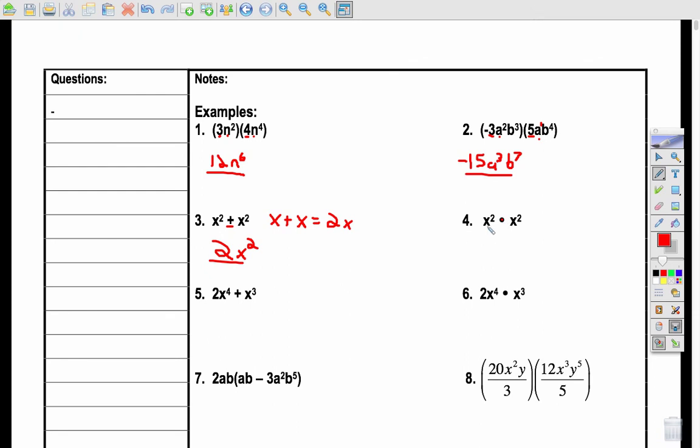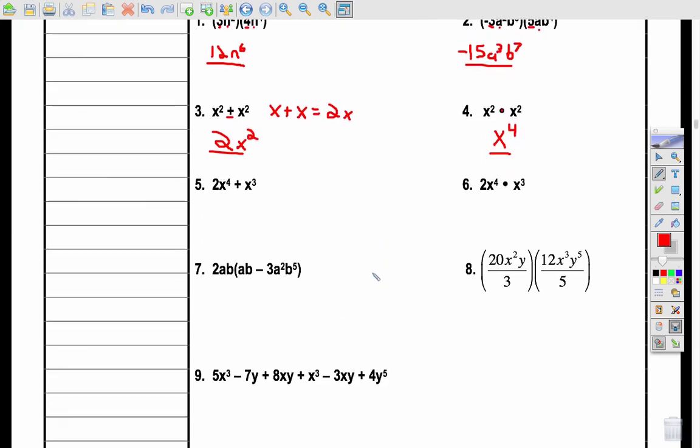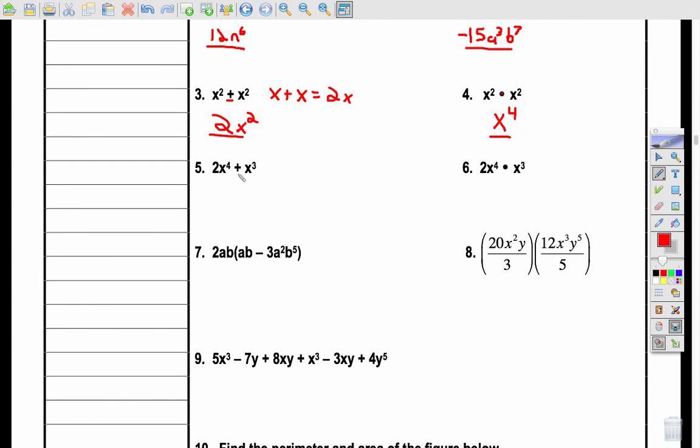Okay, here we go. This is multiplication. You got your dot in the middle. So now, when we multiply, we add the exponents. 2 plus 2, this will be x to the 4th. Got it.